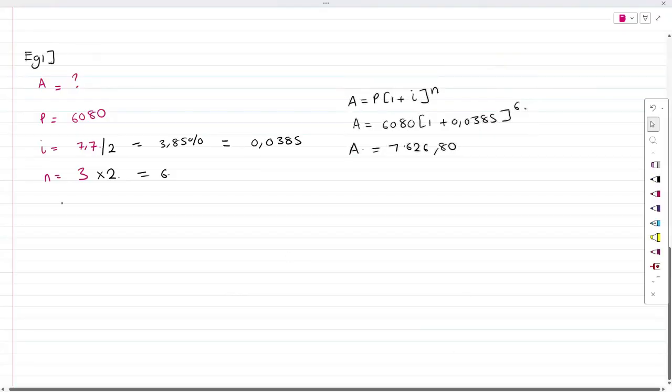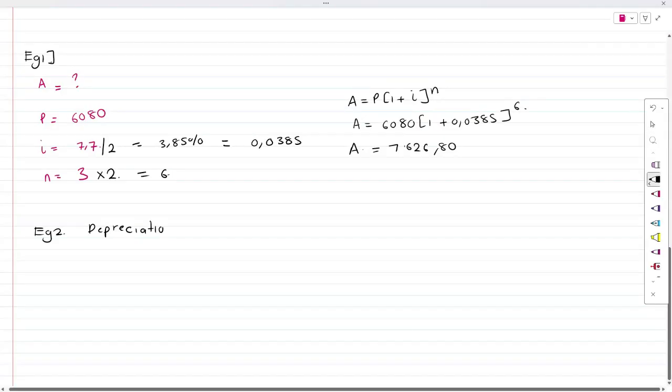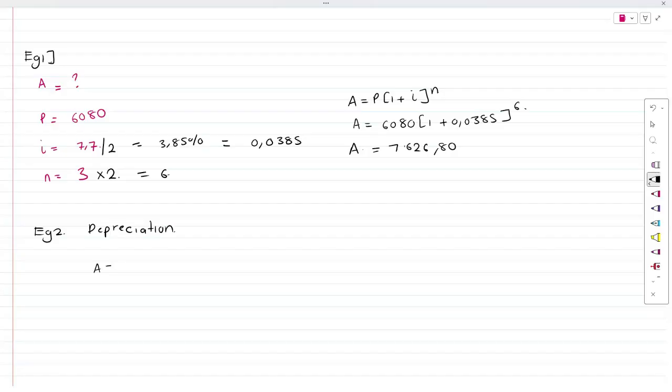Example 2 is the exact same question, but now it's depreciation. This is what the question wanted us to calculate. Let's start working. A equals unknown, P equals 6080, I equals 7.7 divided by 2, and N equals 3 times 2. This would be 0.0385, exact same thing, and this is 6.